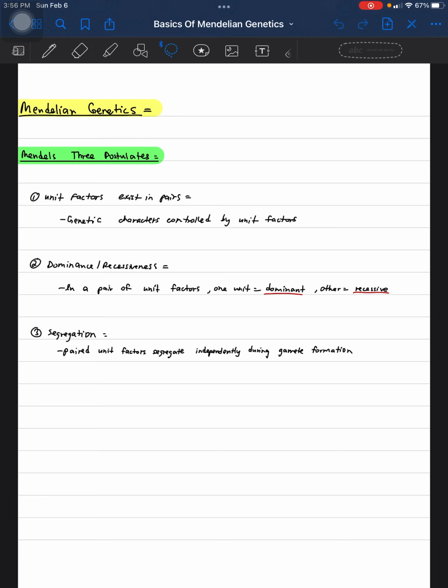Mendelian genetics is based on three postulates. The first is that unit factors exist in pairs, and that genetic characters are controlled by unit factors. Unit factors are basically literally just genes, another name for genes. The second postulate talks about dominance and recessiveness. In a pair of unit factors, or a pair of genes, one unit is usually dominant and the other is recessive. And the third postulate talks about segregation and the concept of assorting independently. It says that paired unit factors segregate independently during gamete formation. This is just referring to the process of meiosis, and meiosis is an important part of understanding Mendelian genetics and the variation in it.